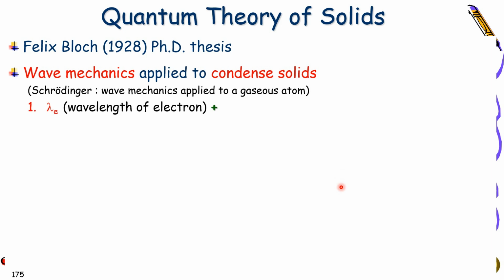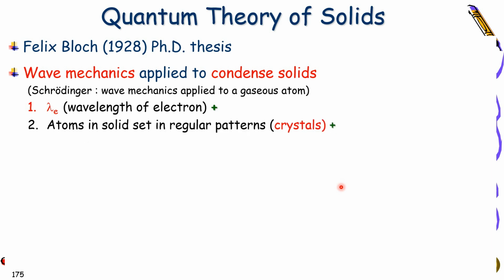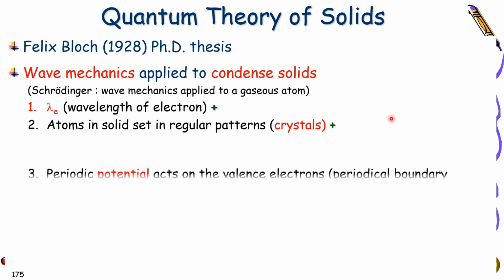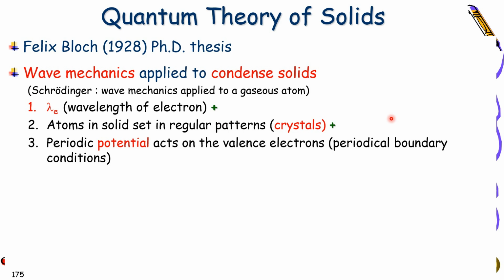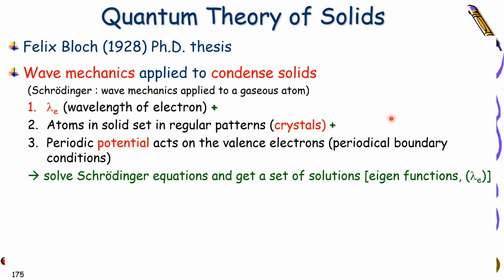So he assumed that the wavelength of the electron plus the atoms in the solid set up regular patterns like a crystal, and periodic potentials act on the valence electrons. So there's a kind of boundary condition. He tried to use the Schrödinger equation to solve these problems in the solid. So he got a set of solutions. As you remember, the Schrödinger equation is an eigenfunction. So you got eigenvalues.